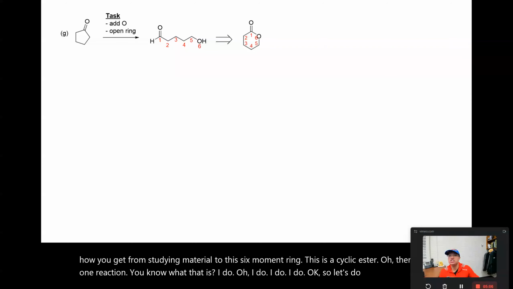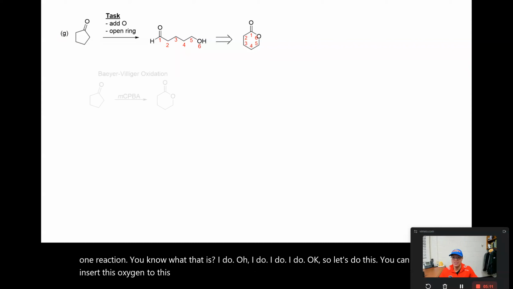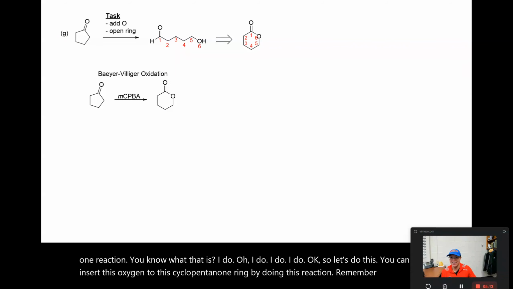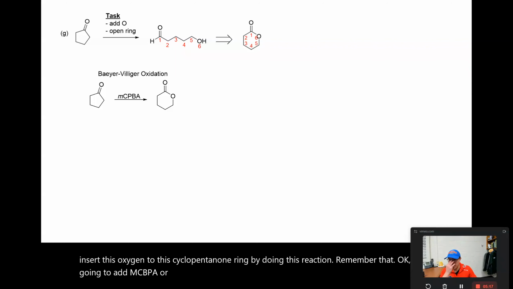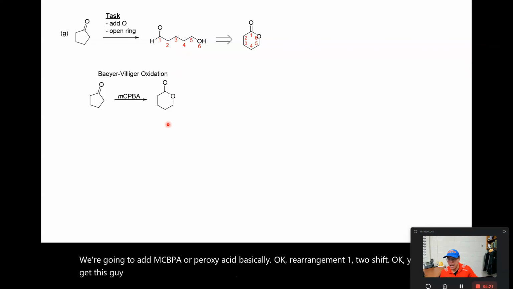You can insert this oxygen into this cyclopentanone ring by doing this reaction. Remember that? We're going to add mCPBA, a peroxy acid. Basically, a rearrangement, a 1,2 shift. You get this guy. From this guy, I need to open the ring and leave an aldehyde.